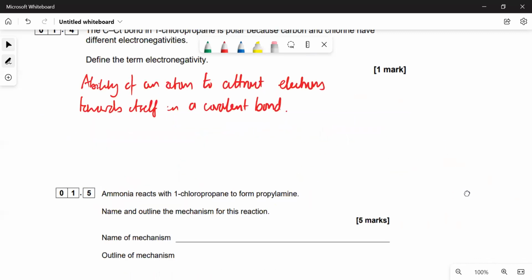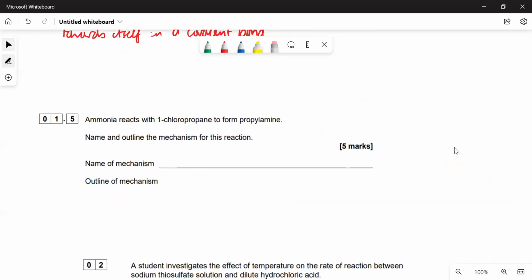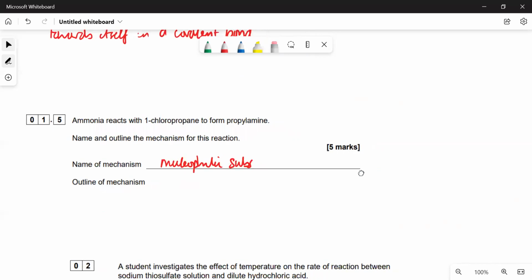Okay, right. Ammonia reacts with 1-chloropropane to form propylamine. Name and outline the mechanism of the reaction. Well, the name of the reaction is nucleophilic substitution. That's 1 mark out of the 5. Okay, let's draw the mechanism now. So 1-chloropropane.